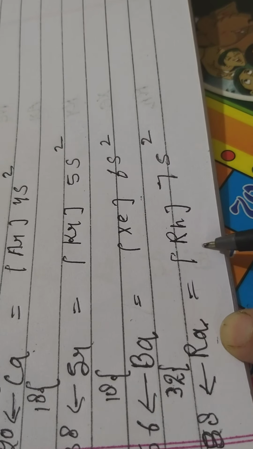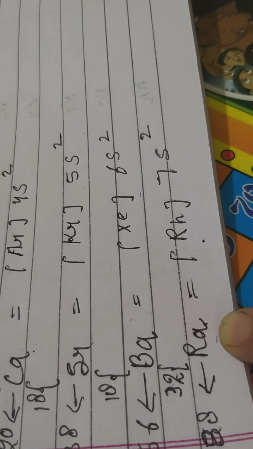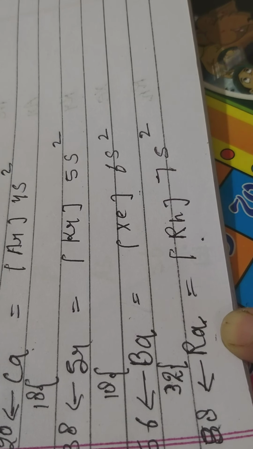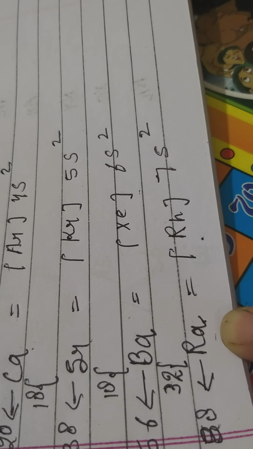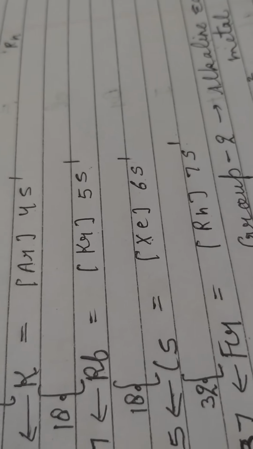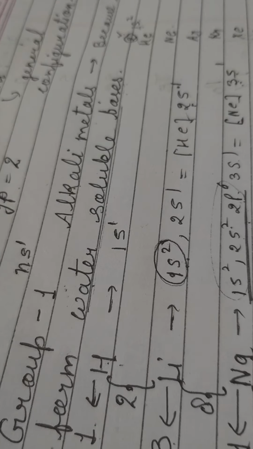So this is the shortest way to do the electronic configuration, which is based on the noble gases. Otherwise, atomic number 88 has a very long electronic configuration. I think you all have got how to do the electronic configuration of S block elements. That's all in this lecture. After that we will start the electronic configuration of P block elements.